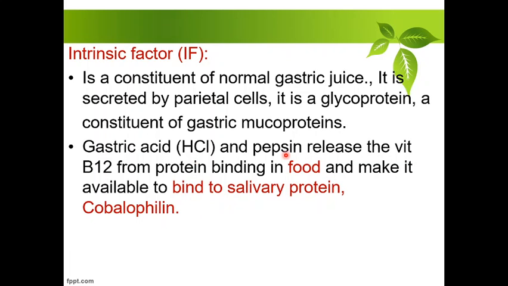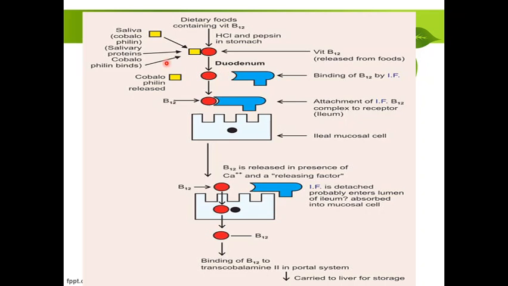What do HCl and pepsin do? Whatever food you have eaten, meat or any food containing B12, they release that B12 from the food and bind it with the salivary protein cobalamin. Here you can see. This is the cobalamin, the yellow box is the cobalamin. Okay? And this is the B12, the red circle is the B12. HCl and pepsin release the B12 in dietary food and bind it with cobalamin. Okay? Now this goes to the duodenum. In the duodenum, intrinsic factor binds with the B12.